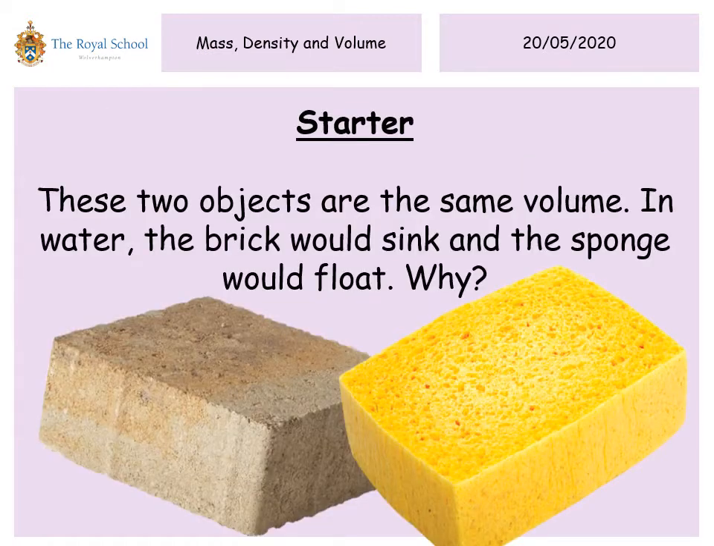So our quick starter for today. These two objects, the brick and the sponge, are the same volume, but in water the brick would sink and the sponge would float. Why is that?